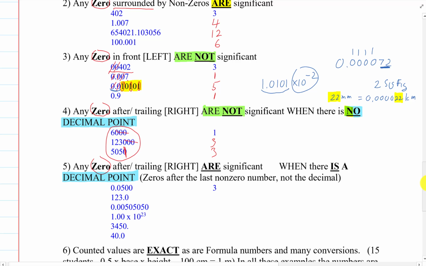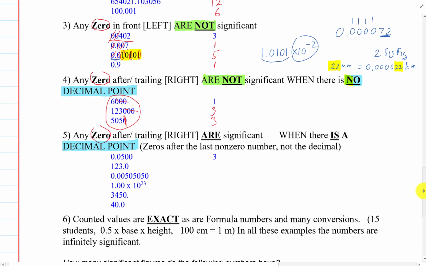And then the last rule with zeros is when there is a decimal and we're looking at to the right. Okay, so let's take a look at this first one. Once there's a decimal, then they are significant to the right. So first rule, number 1 says the 5 is significant. Rule number 2, anything surrounded. Rule number 3, and that's the one that we just spent a little bit extra time on, the numbers in front are not significant. But there is a decimal point here, and the numbers to the right are significant.